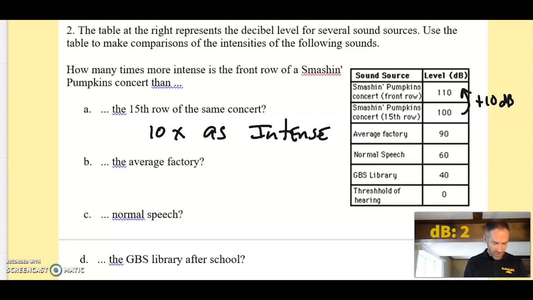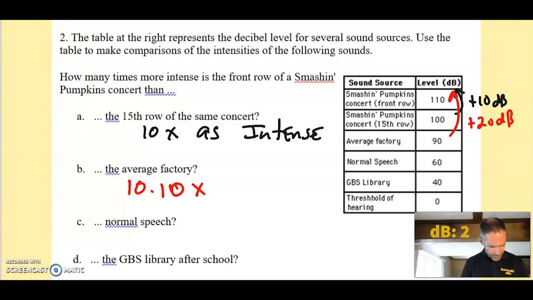What about the average factory? Now the average factory, you can see, is 90. And so that's a difference of 20 decibels. And so 20 is obviously 10 plus 10, so it's going to be 10 times 10, or 10 to the second if you like. And so I might say that that is 10 times 10 times as intense. Most of us will probably just write that as 100 times as intense.